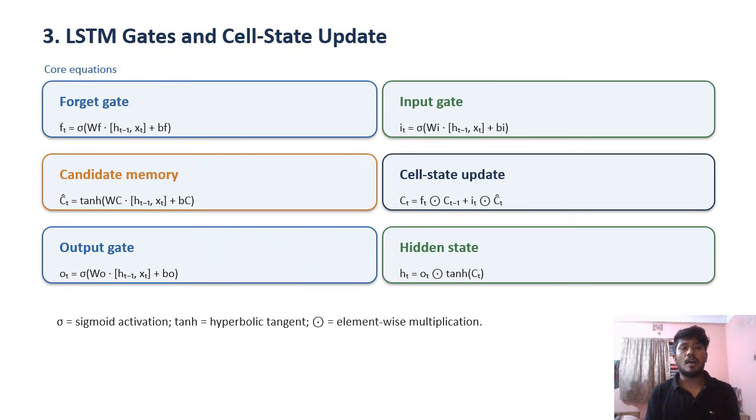Now we'll see the LSTM gates and cell state update equations. Here are the important equations for these states. Here sigmoid is the sigmoid activation, tanh is the hyperbolic tangent, and the circle is element-wise multiplication.